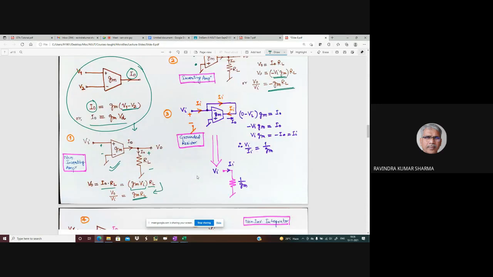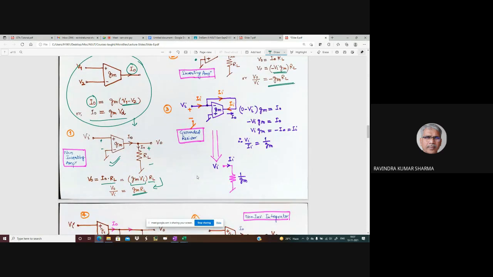Now moving ahead, see the third circuit. Third circuit, what I have done, output is now connected to the inverting point.